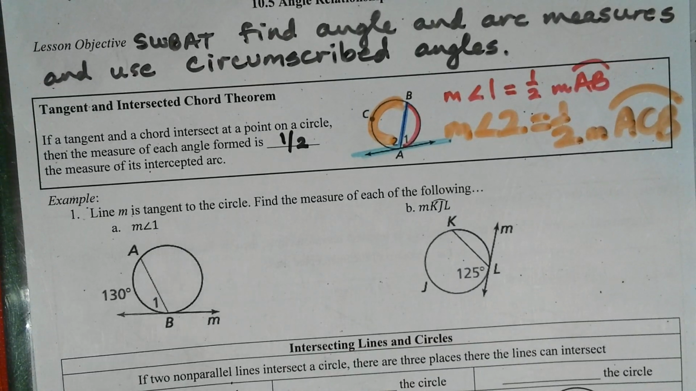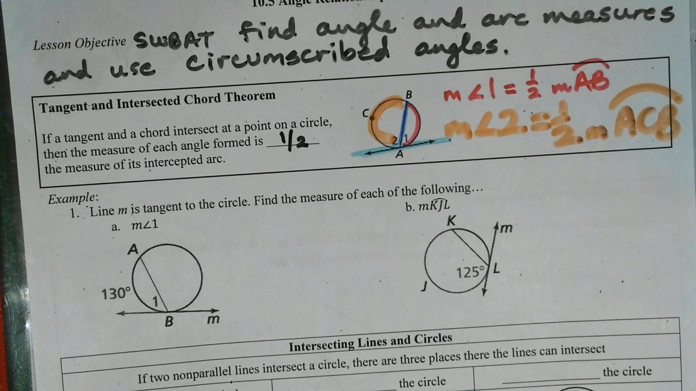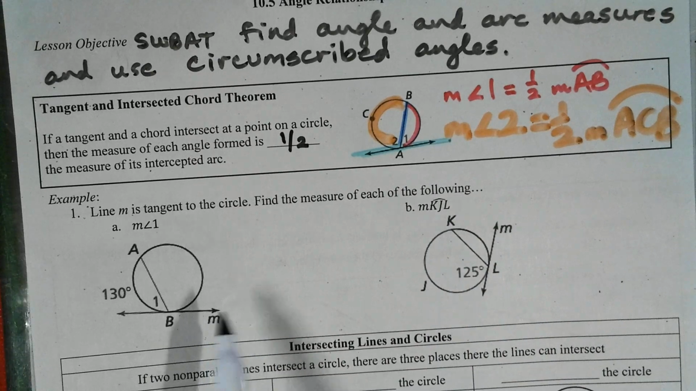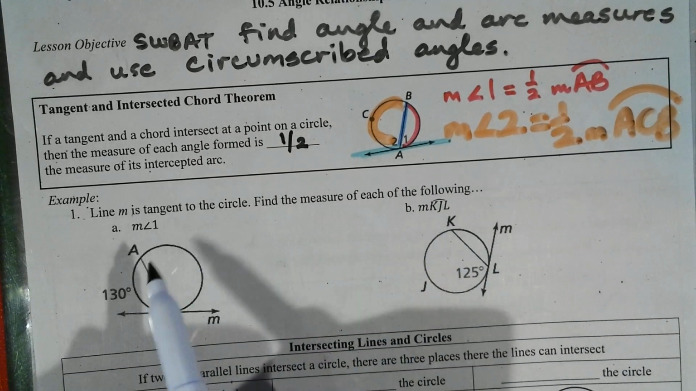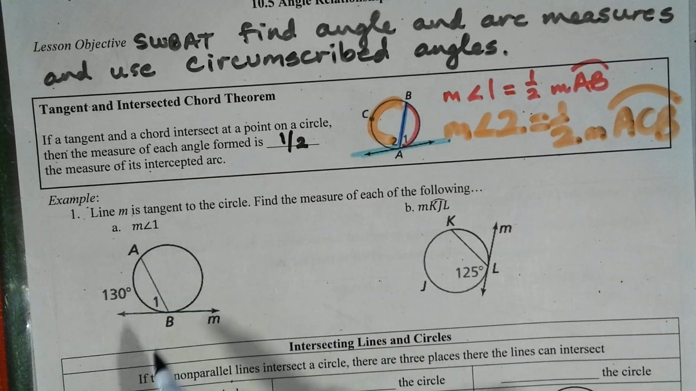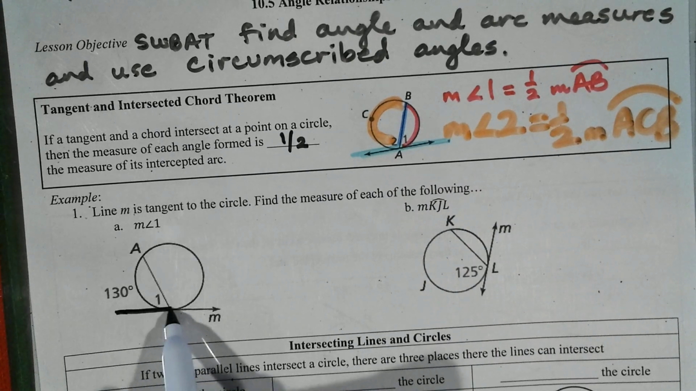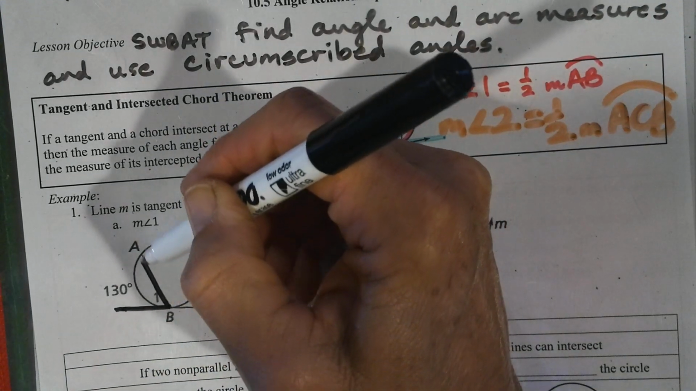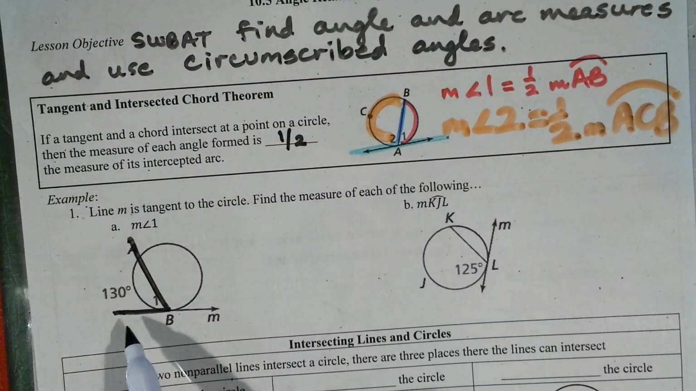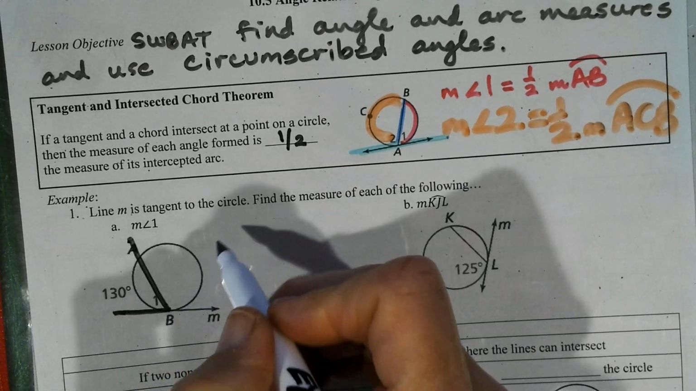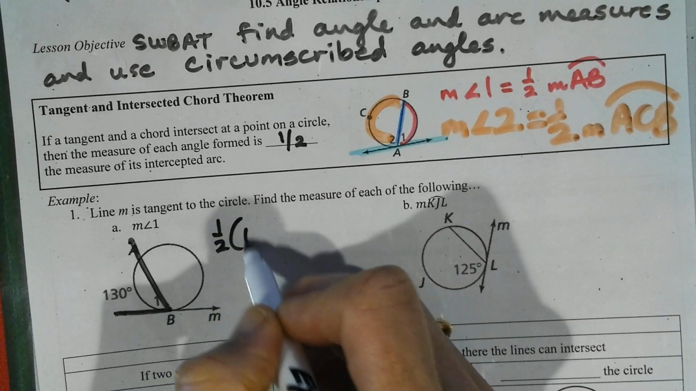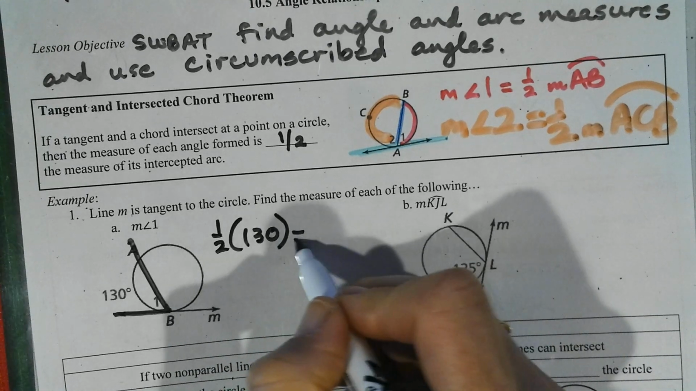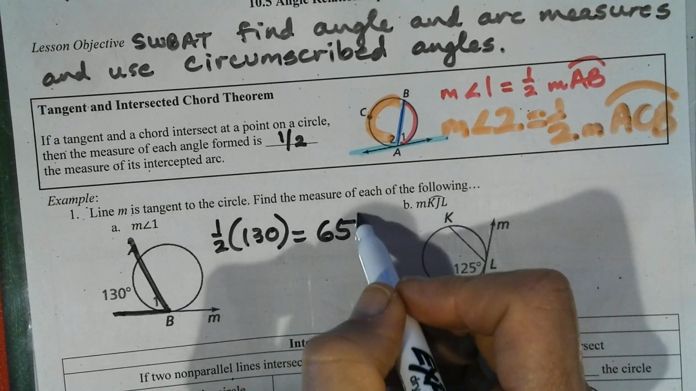So we'll do an example where we can find this. Line M is tangent to the circle, and we're going to find the measure of each of these. So the measure of angle 1 right here, as you can see, is going to be 1/2 of this arc, which is 130. And so that's going to be 65.